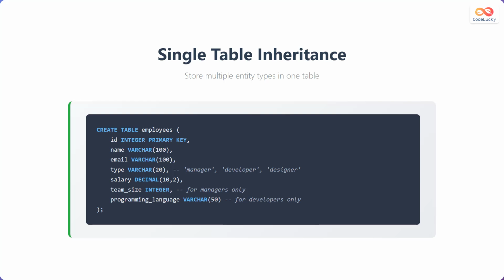Here, store multiple entity types in one table. Let's consider a table named Employees. It has columns like ID, name, email, and importantly, a type column. The type column indicates whether an employee is a manager, a developer, or a designer. Depending on the type, certain columns become relevant. For example, team size is specific to managers, while programming language applies only to developers. This is done using one single table.